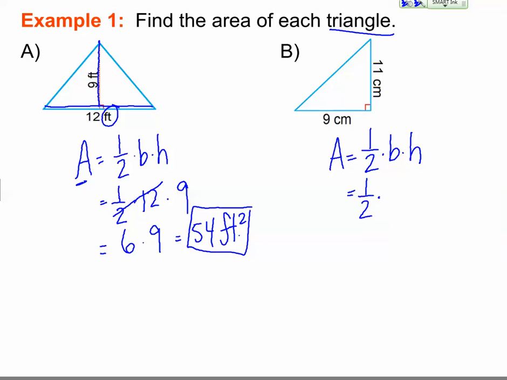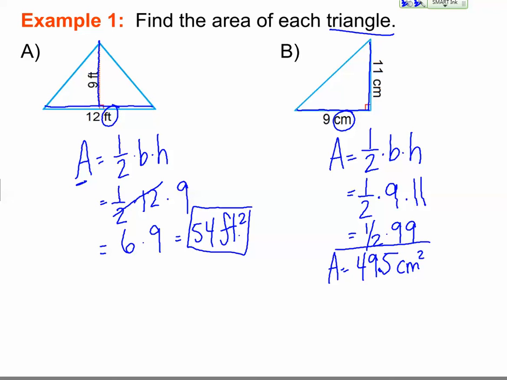1/2 is a constant. Our base here is 9, and our height is 11. Okay, so we could do 1/2 of 99, which is 49.5. Go up and look at our units. We're dealing with square centimeters this time. Square centimeters, this is the area of this triangle.